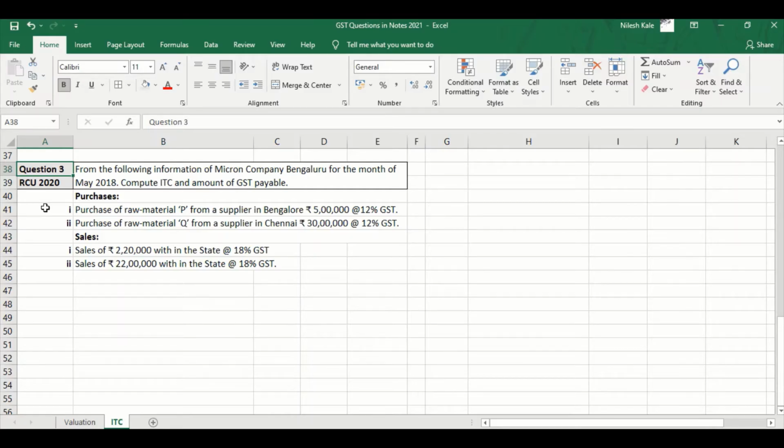This is the question from the RCU question paper which was asked in 2020, and the question is very much similar to the one we solved in the previous class. Only the values have been changed and the rate of GST is changed. All other things remain the same. There are two purchase transactions given, there are two sales transactions given, and we only have to solve it, right?